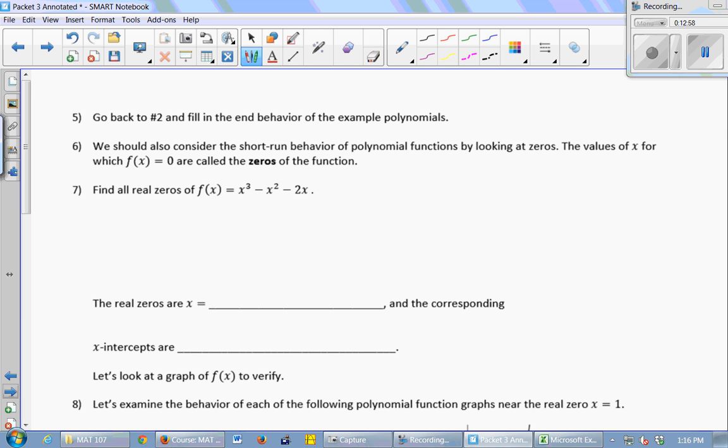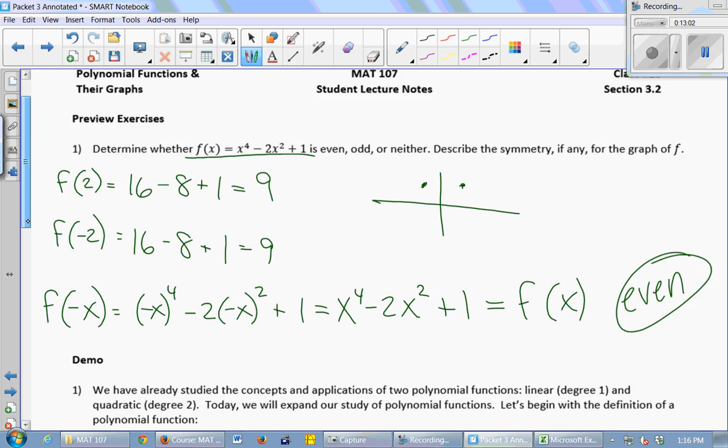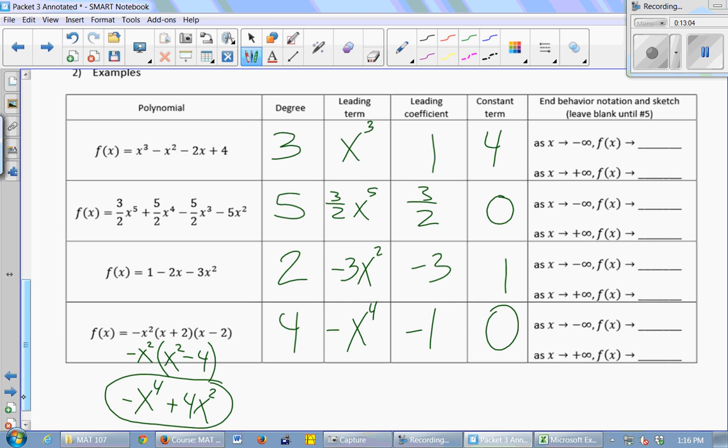All right, so let's go back to number 2, our examples, and fill in the end behavior in this table. So now we don't have pictures. We have to be able to figure it out just by looking at the formula. So my degree of this one is 3, which means opposite behavior. One arm's up, one arm's down. The leading coefficient is 1, which is positive, right?